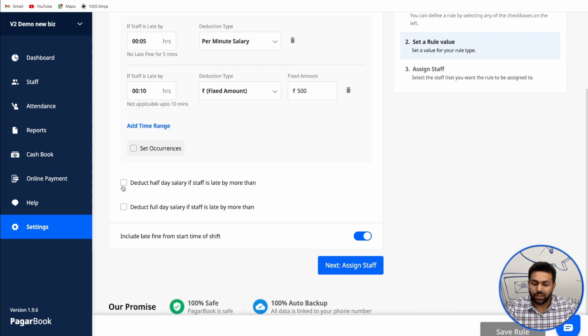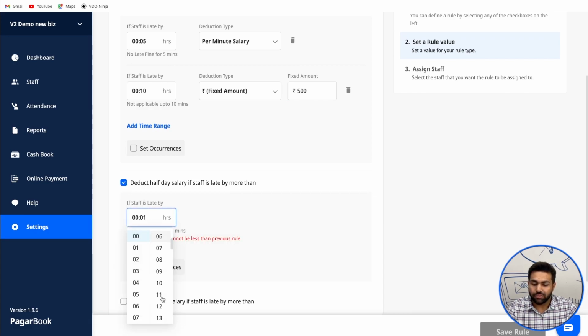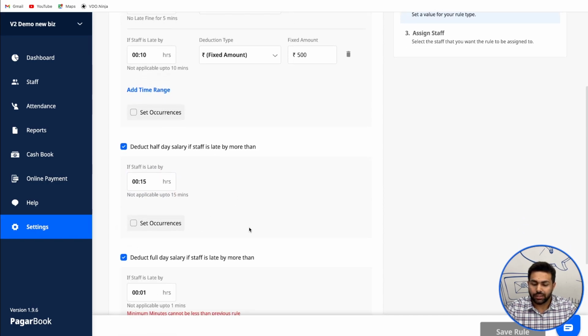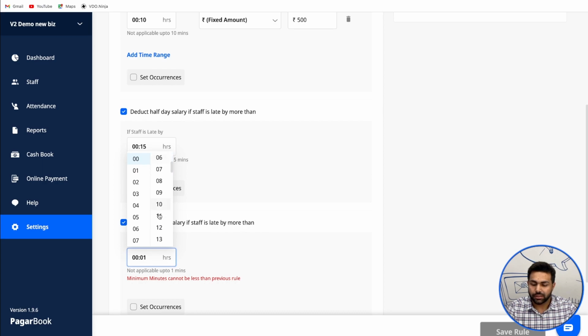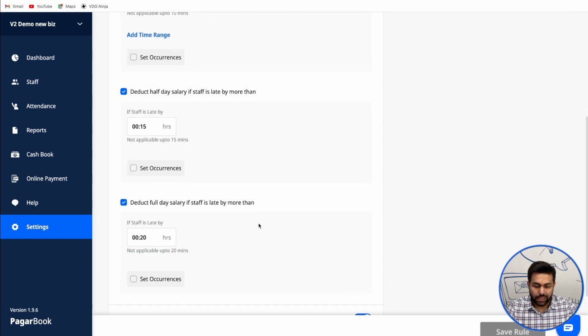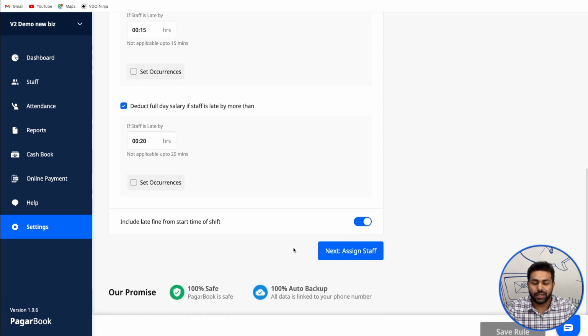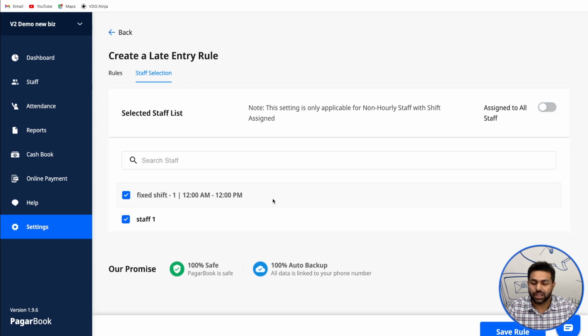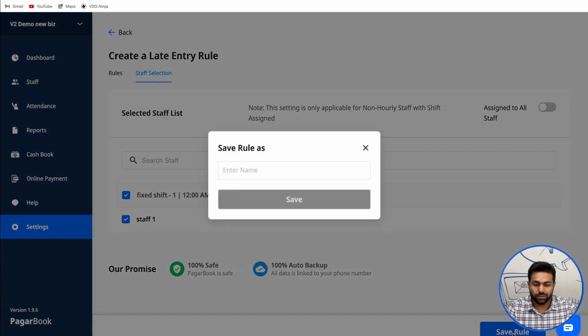Then we will also set a half day rule, where we will set 15 minutes, and then we can set 20 minutes here. So if staff is late more than 20 minutes, full day salary will be deducted. And now we can assign this rule to as many staff as we want. So we can select staff here and assign this rule. I will name it rule 1 and save.